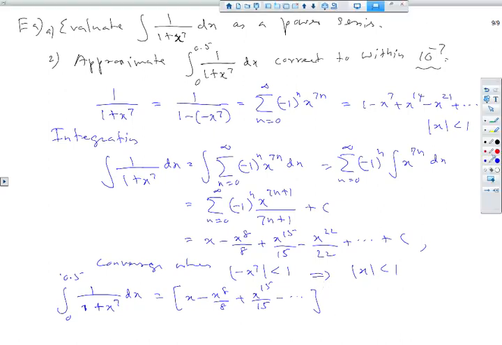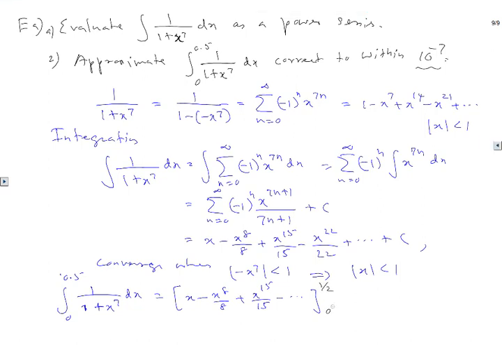So we put in 1/2 and 0. When you put in 0 it is gone, but when you put in 1/2 you get 1/2. So you're going to get 1/2 minus 1 over 8 times 2 to the 8 plus 1 over 15 times 2 to the 15, like that. So that is the sum.